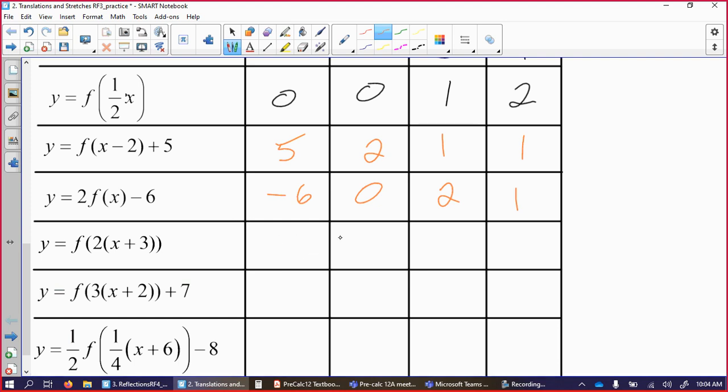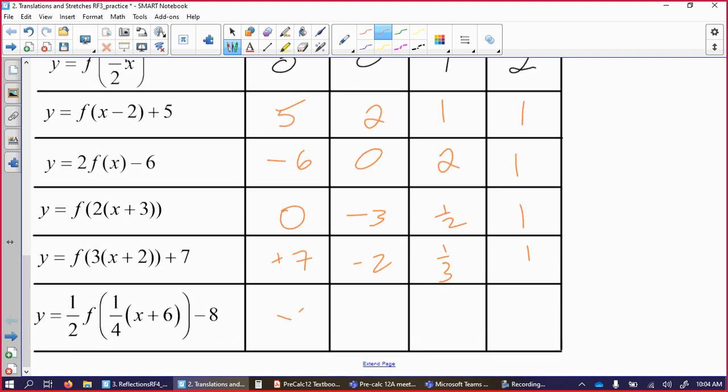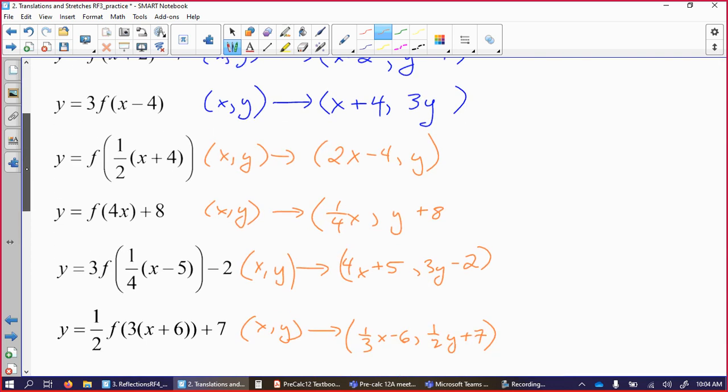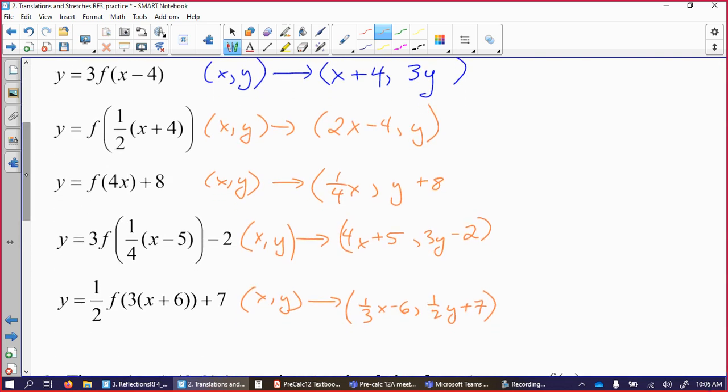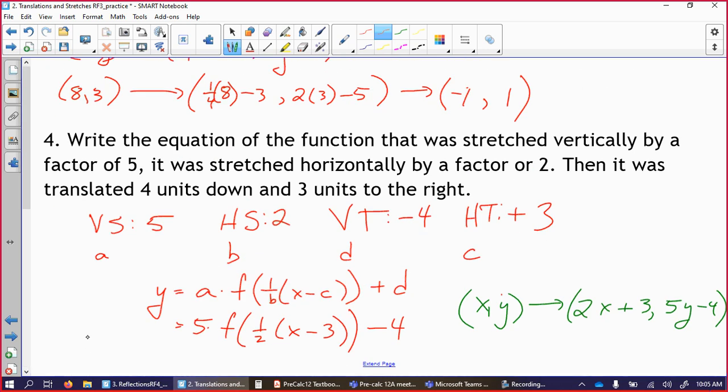So this is vertical 0, -3, a half, 1, a third, -2, +7, 1. Holy cannoli. -8, -6, 4, and 1 half. I don't know if anyone has gone through the stuff that's in orange, the mapping rules. And like I said, it's just going back and forth here. We did those ones together.